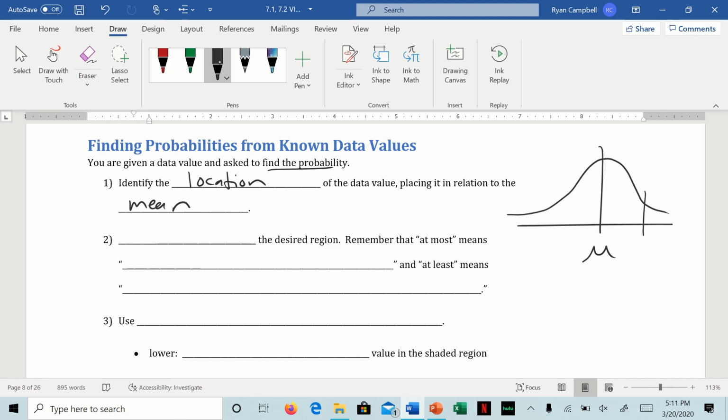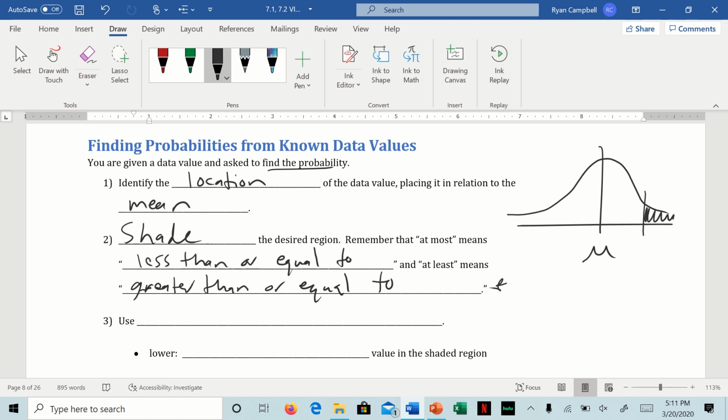Cool. Next, we want to shade the desired region. So remember, at most versus at least. At most means that that's the most, so that's less than or equal to. And if it's at least, that means that value is the least, so it's that number or above, greater than or equal to. You don't need to know the words. If these words are confusing, don't worry about it. You just need to know what that sentiment is. So we need to make sure that we're shading everything we need to shade.